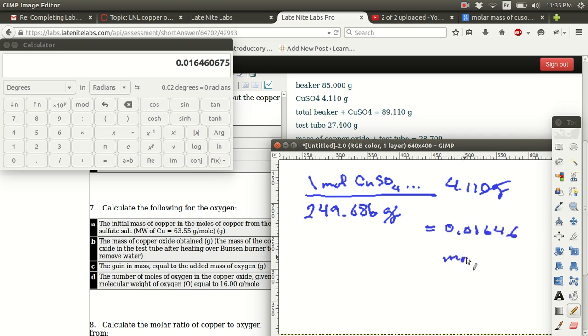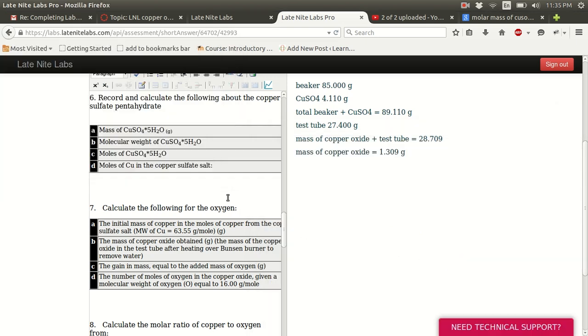0.01646 moles of that copper 2 sulfate pentahydrate. All right. Now remember the significant figures. There are 6 figures here, but there are only 4 figures here, so the answer has to have only 4 significant figures. Now, the next part is moles of copper.